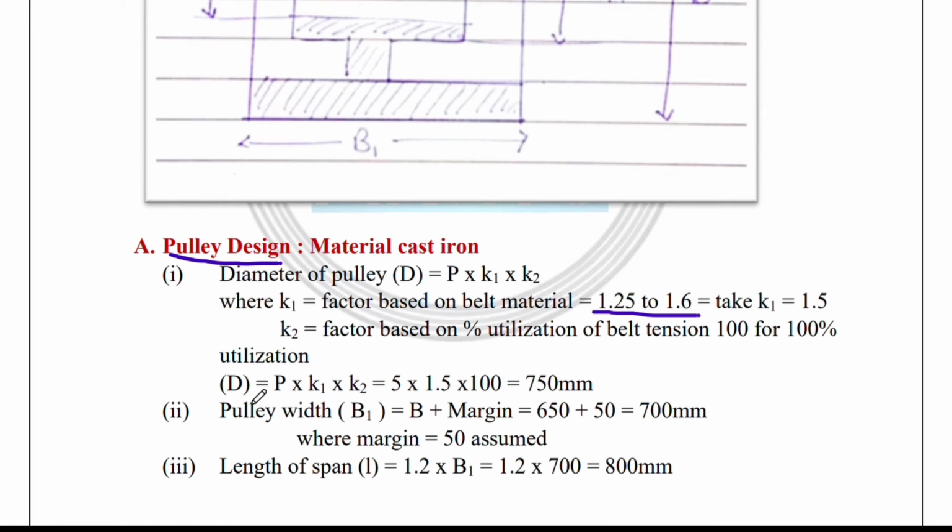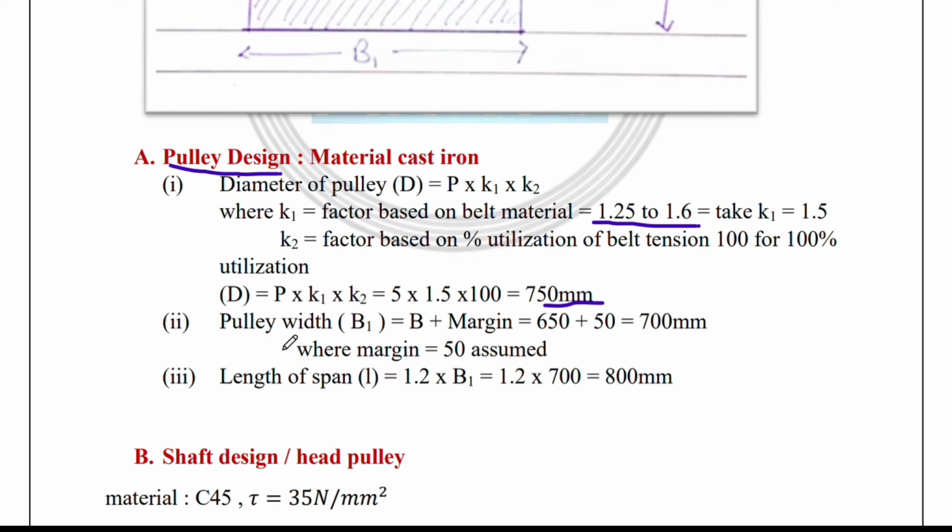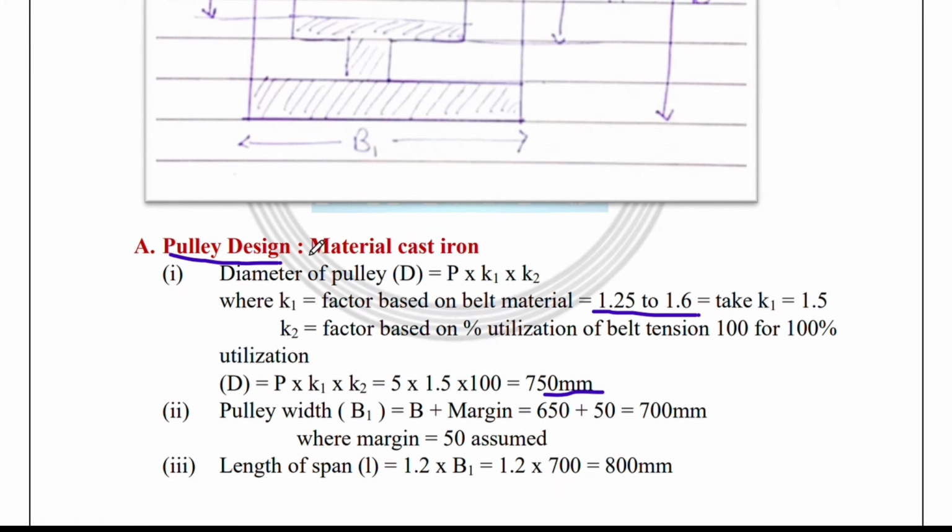So D is equal to P into K1 into K2. P is the number of plies, which is 5. K1 is 1.5. K2 is 100. After putting all the values in the formula, we get the answer: diameter of pulley is equal to 750 mm.